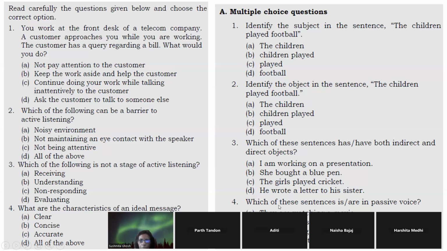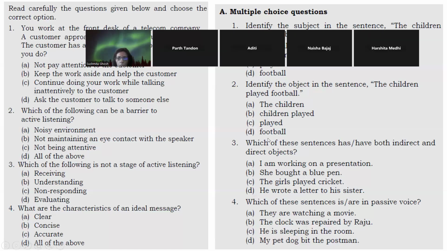Which of the following sentences have both indirect and direct objects? Tell me. I am working on a presentation. She bought a blue pen. The girls played cricket. He wrote a letter to his sister. I think option D. Yes, I also think it's option D, because you have the sister element. Letter is the direct object and sister is the indirect object, because she is being involved in it.